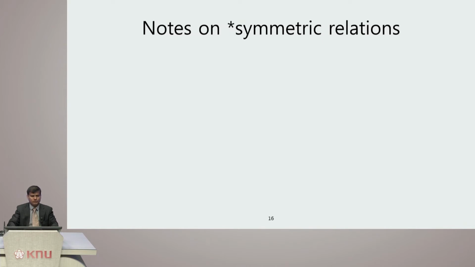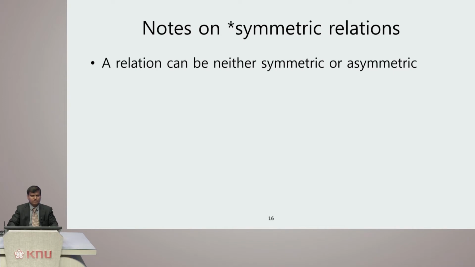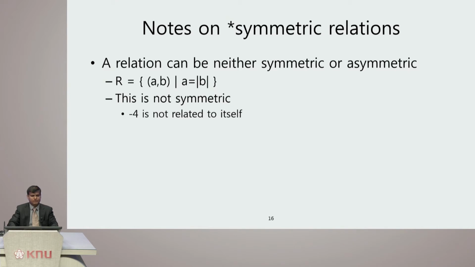So there are a few notes on symmetric relations we can think of. A relation can be neither symmetric nor asymmetric. When we say (A, B) given that A equals the absolute value of B, this is not symmetric. So minus 4 is not related to itself, for example. That's why specifically in this example we have this absolute sign. When you have absolute, you know that the minus is negated.